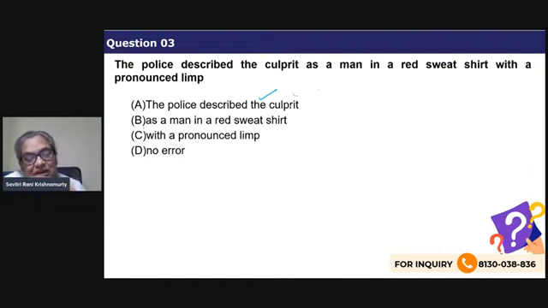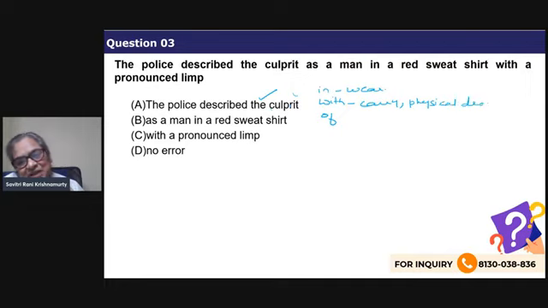Now we come to the three important prepositions when we use to describe people. In is used for anything you wear. With is used for anything you carry or for any kind of physical description, and of is used to describe either age or quality. So now, a man in a red t-shirt is correct. Suppose the man was carrying a red sweatshirt, then with a red sweatshirt is correct. But here it's clear. There's nothing wrong in saying in a red shirt.